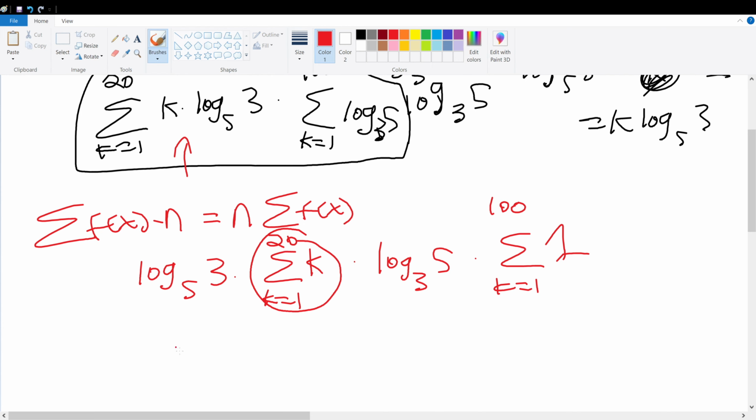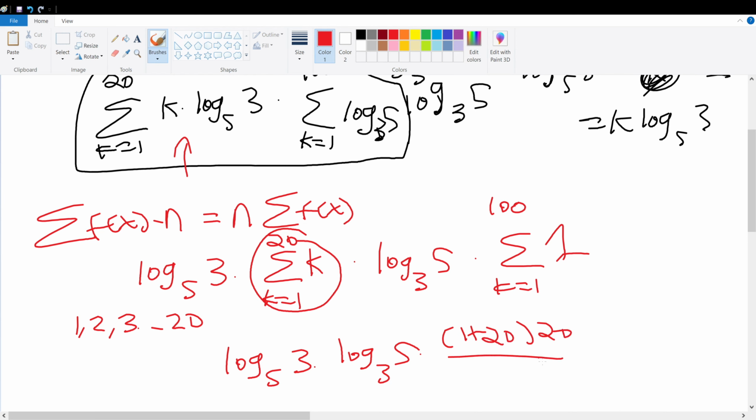That's simply an arithmetic sequence where it's 1, 2, 3 all the way until 20. Sum them up and we're done. So that's log base 5 of 3 times log base 3 of 5 times (1 plus 20) times 20 divided by 2 times what is the summation of this one? Well, that's just simply adding 1 100 times, so multiply by 100.